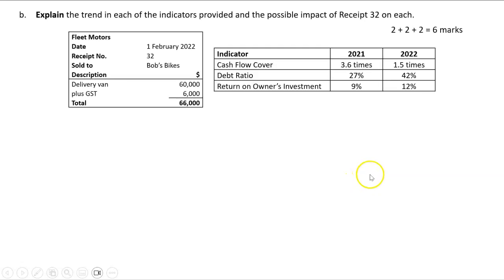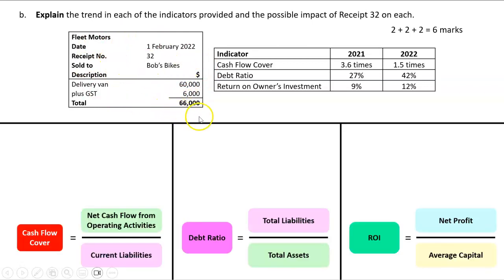Then we had a really difficult question. 6 marks for a written question is about as big as it gets in accounting, and it's quite difficult. We were asked to explain the trend in each of the indicators provided here, and then what was the possible impact on each of receipt 32, which is this one. However, what's not on receipt 32 that we need to talk about is it says we bought a van, but the question also said this van was financed with a loan, so we need to factor that in too.